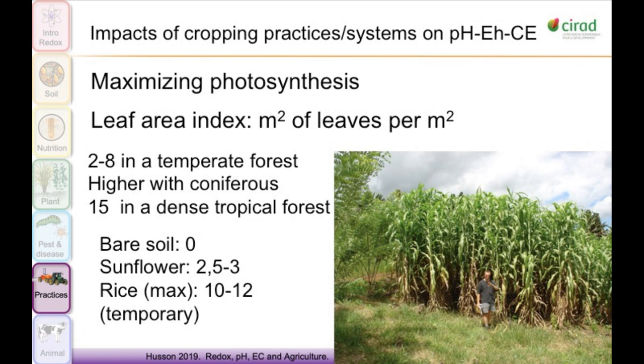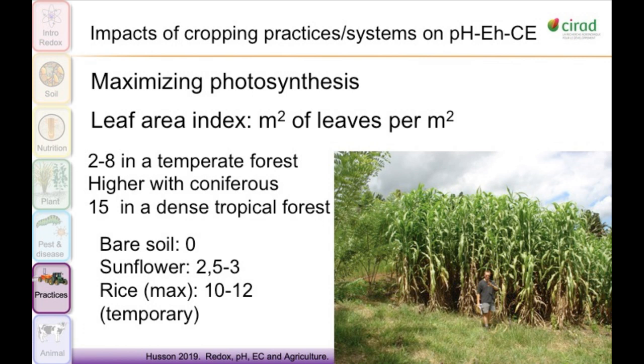Okay. So the idea is to maximize the photosynthesis, high leaf area index, as much solar panel per unit surface. So in forest, tropical forest, it can be high. Bare soil is zero, sunflower 2.5 to 3. Rice can be 10, but just a few weeks per year. And this kind of thing, it's 4 months. This is sorghum in Madagascar, 4 months. I think we have a system that works here.